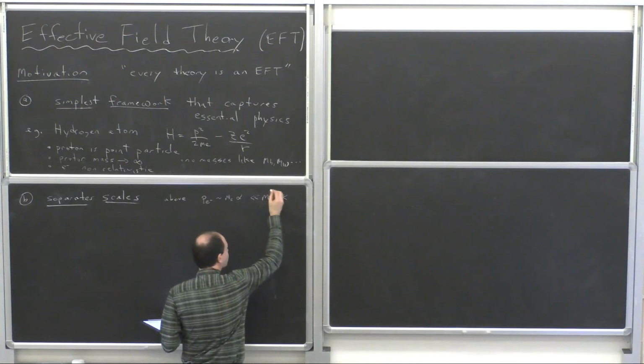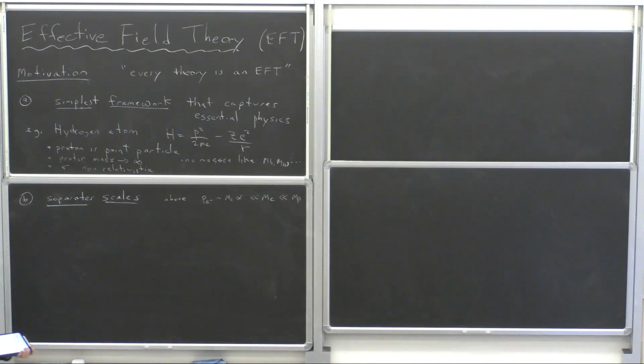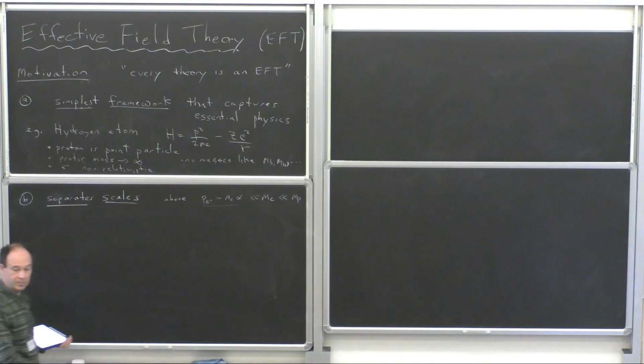And then the mass of the electron, again, is much less than the proton mass. We can think of the proton mass as being infinitely heavy. So we're making these expansions, and that's why we're led to that Hamiltonian. We're separating the physics at these different scales, and then we can focus on the lowest energy physics, which is what the effective field theory is aiming to do.